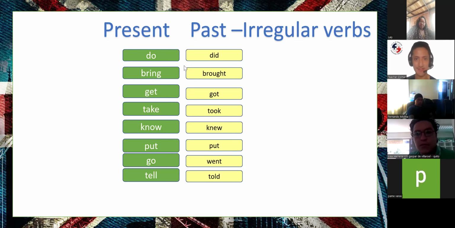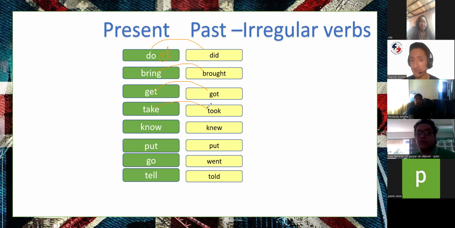Excellent, super. Fernando, Pame, Lali, ¿está claro? Is it clear the difference between regular and irregular verbs? Teacher, yes, Lali? Repeat los pasts irregular. Excellent. The irregular verbs, remember, Lali, no add ed. You don't have to add ed to the irregular verbs. The irregular verbs have different forms.